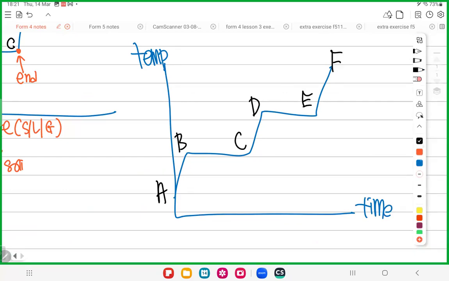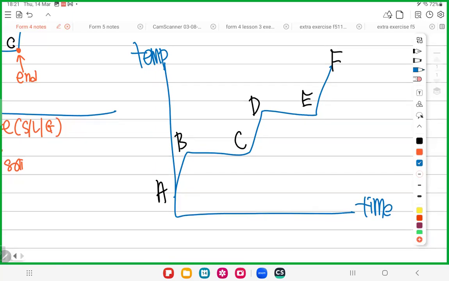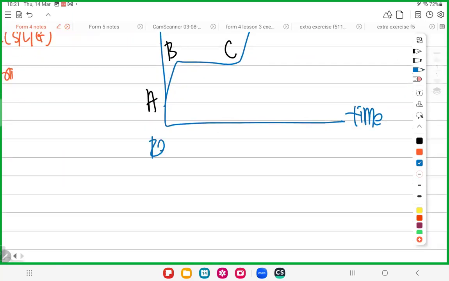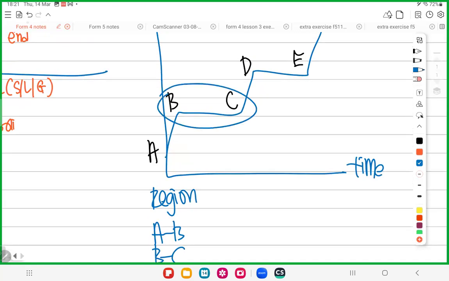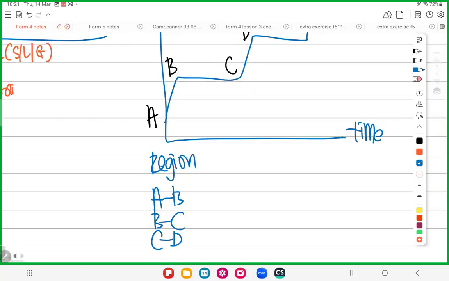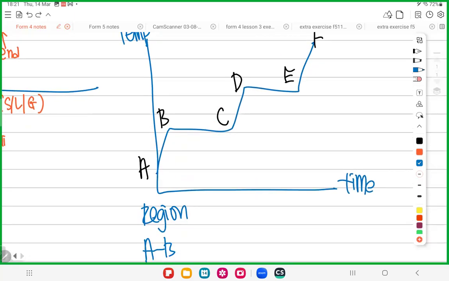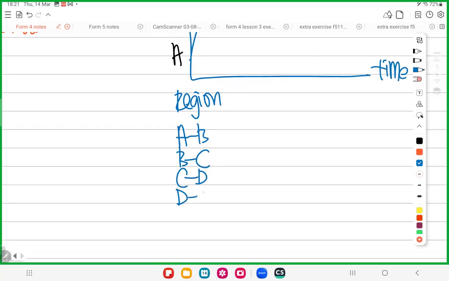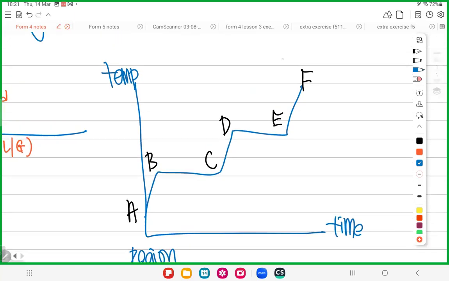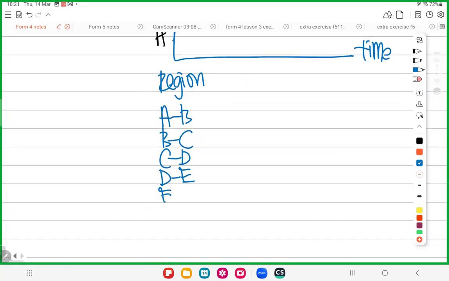Now I make them into a few different regions, we call area. So we have A to B, this area. Then we have B to C, here. Then C to D, which is here. Then D to E, which is here. And then E to F, which is here.